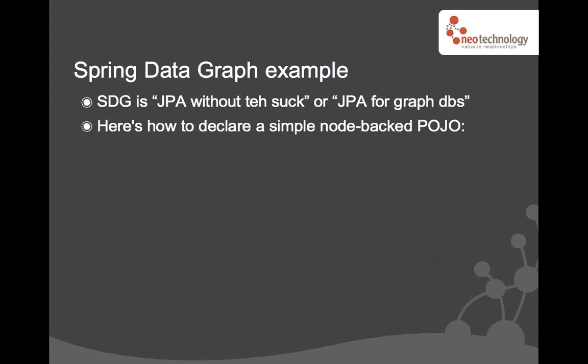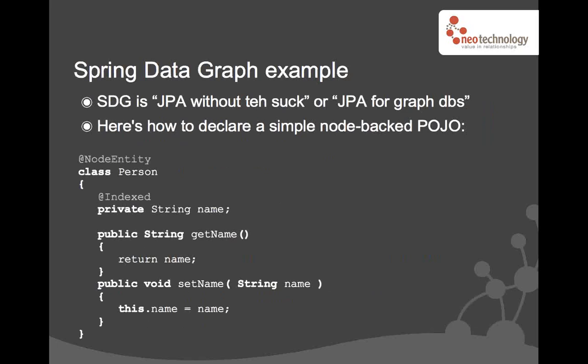So if we look at the equivalent class as we did before, the person class, if you use that in Spring Data Graph, it would look very, very simple. You would declare your person class, you would declare a private string name, and then a traditional get name and set name method. But since you've annotated this class with @NodeEntity, which is equivalent to @Entity in JPA or Hibernate, for those of you who are familiar with the Java world.